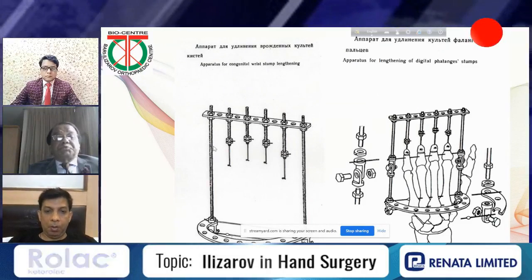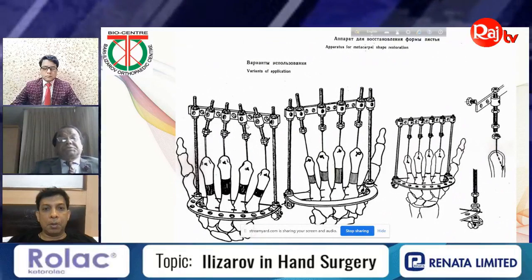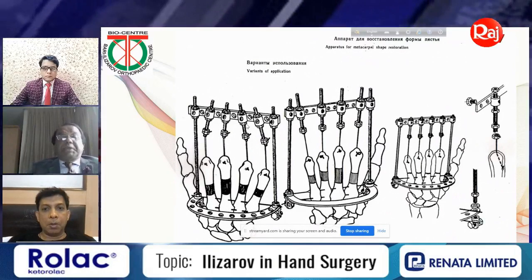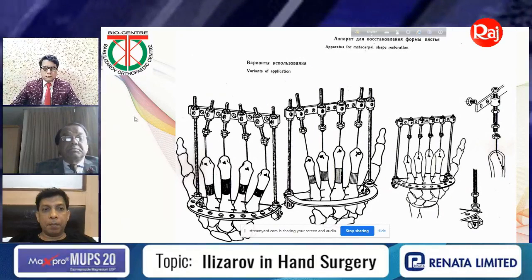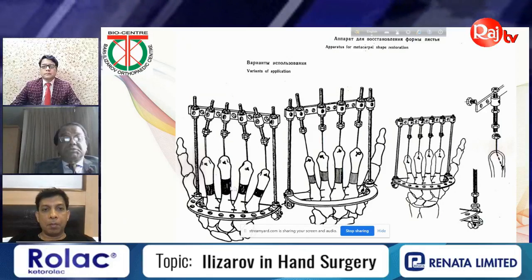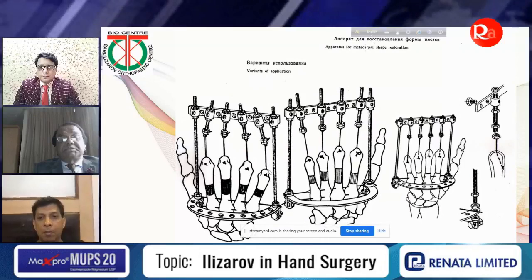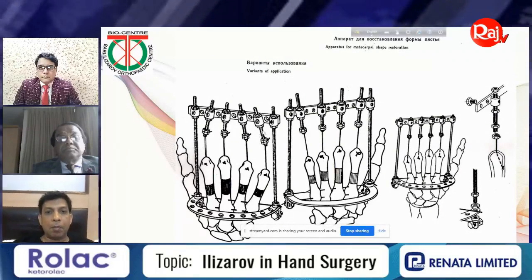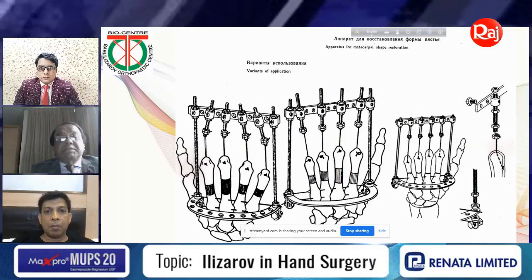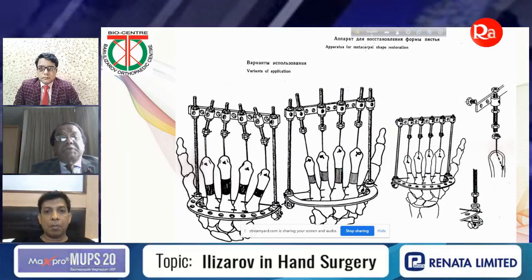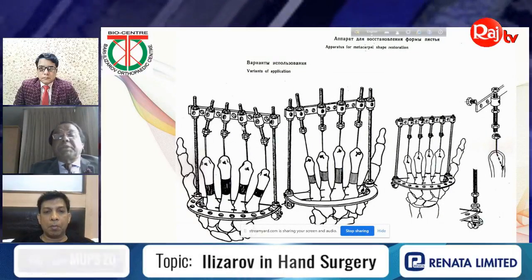This is just a picture I have shown you of how to put the apparatus. Now, here you can see this is a variety of applications. You can put like this, here left side. See, this is regenerated bone. Bow here, just fixed like this. And gradually, whenever you are going for lengthening, just see, here is the nut, here is the nut, inside and outside. You just rotate 2 times, 3 times, 4 times, depending upon your case.